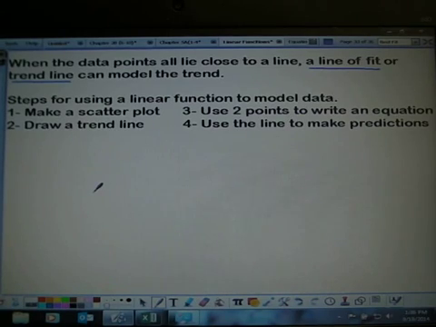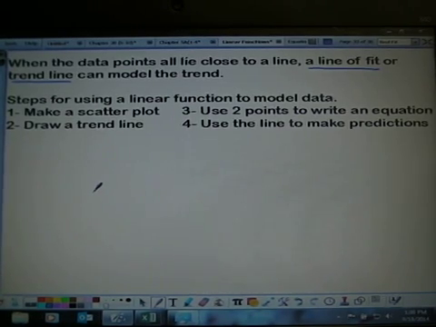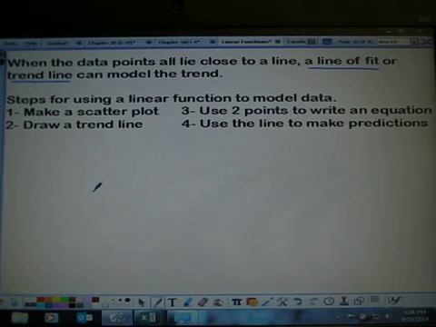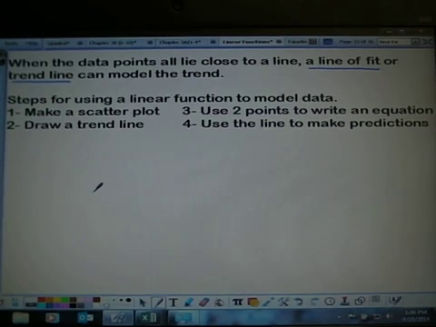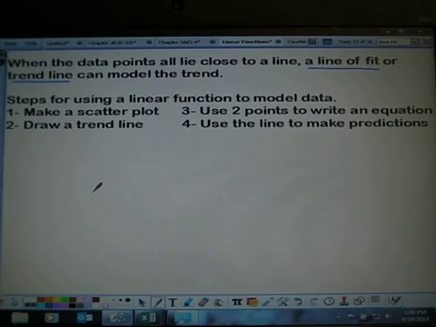And we have four things that we're going to do with these questions. The first thing we're going to do is make a scatter plot. The second thing is we're going to draw on that trend line or that line of fit. Next, we're going to use 2 points to write an equation.